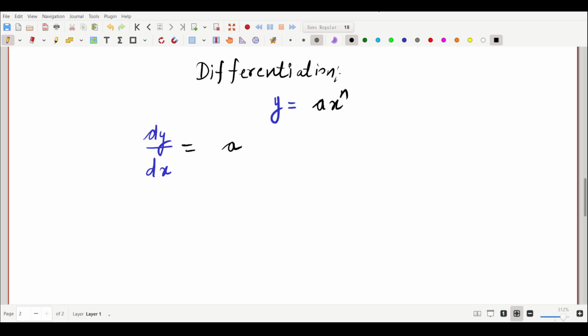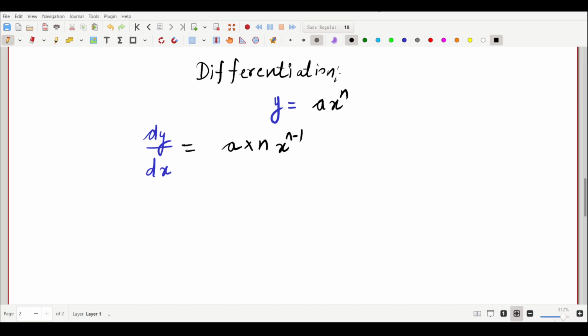A as it is. The power comes down and the power is reduced by 1. See, if the power of x was 3, then 3 will come down and the power of x will become 2. If the power of x is 5, 5 will come down in multiplication with a, 5a x to the power 4. If power is 1, the power will become 0. The power is getting reduced by 1. This is how we find dy over dx.